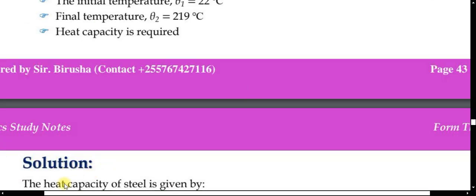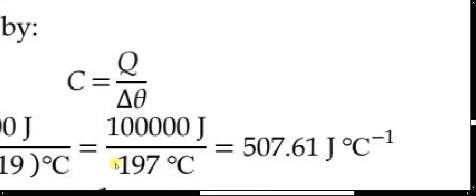Solution. The heat capacity of steel is given by C equal to Q over change in theta. We know that the heat capacity C is equal to the quantity of energy Q over the change in temperature. When we substitute our values in this formula, it will be like this.